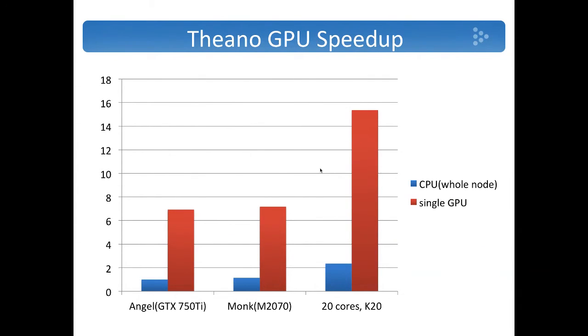On Android, you can see around 7 times faster running on the GPU compared with the CPU. And on Monk, I got a similar result. On K20, well, the K20 is more than 15 times faster than the Android CPU, and it's also 7 times faster than the 20-core CPU. So that's the reason why people use GPU for Theano.